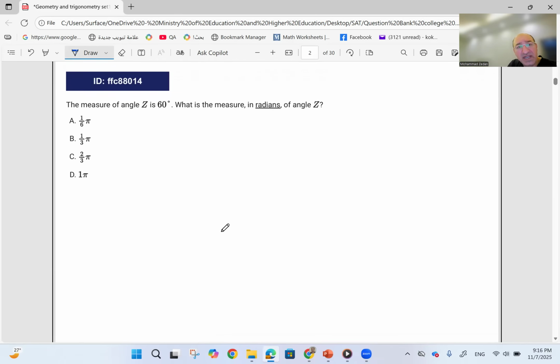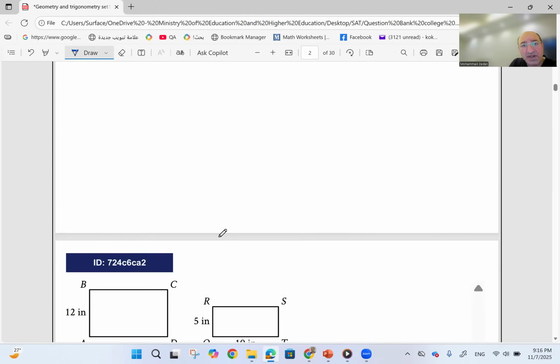The measure of angle Z is 60 degrees. What is the measure in radians of angle Z? So if you want to convert degrees to radians, just multiply by pi over 180. The answer is pi over 3. So the answer is 1/3 pi. Okay. Question number 3 here.